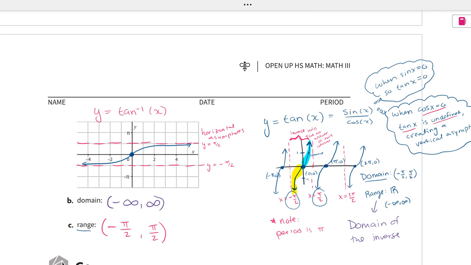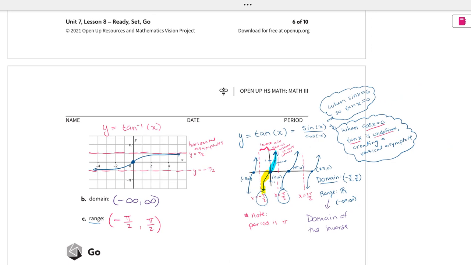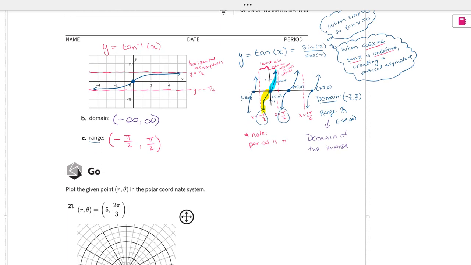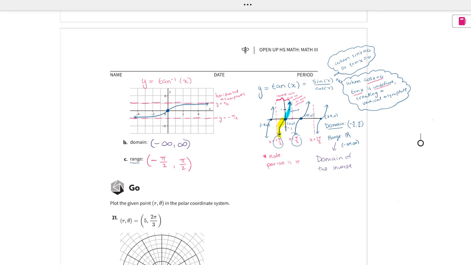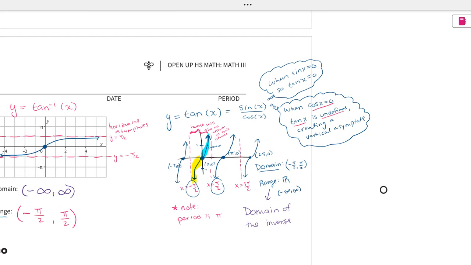So there's our graph of y equals tan inverse of x. It looks like the regular tangent graph flipped on its side. Well, I should say flipped on its side and then curved different directions. But anyways, let's move on to our next problem. I'm just going to move the screen.